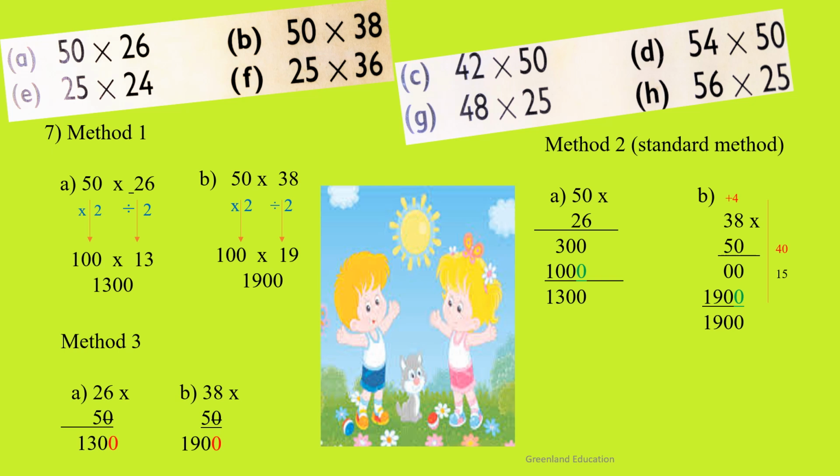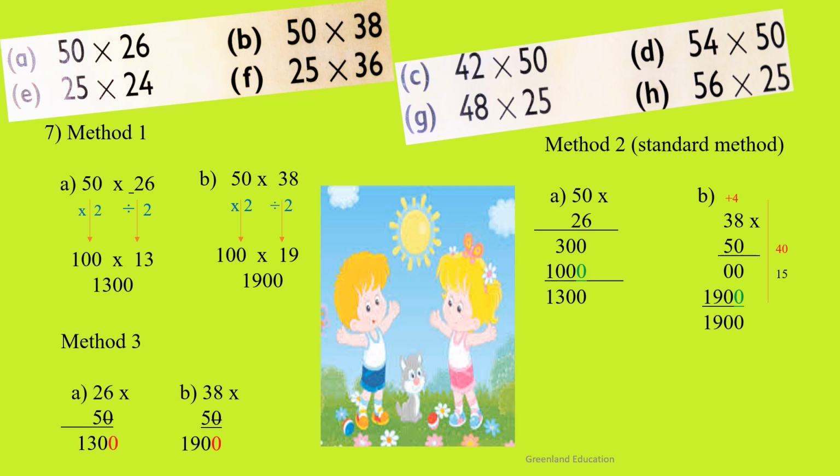Next 38. The number which is in your right hand you have to take the half of it. When you halve 38, it is 19. 38 divided by 2, 19. Now 100 multiplied by 19. So the answer is 1900.